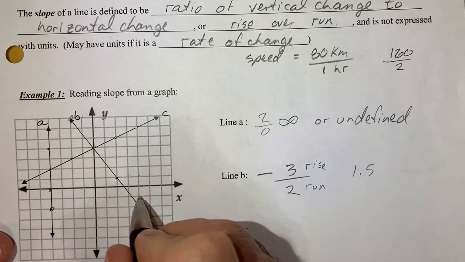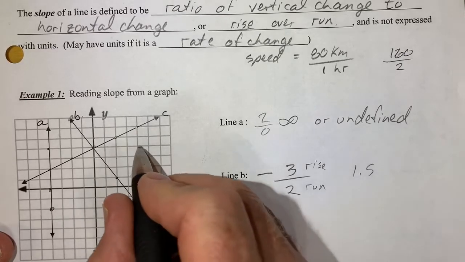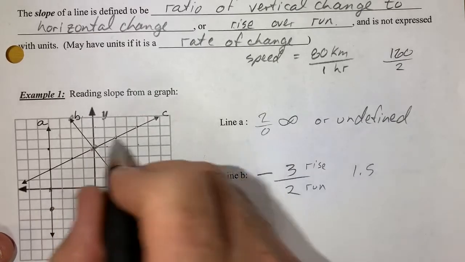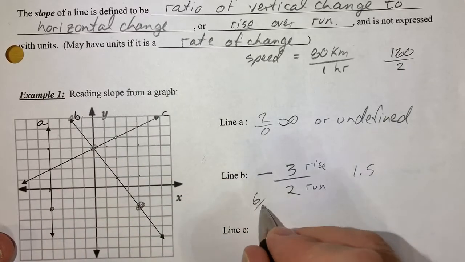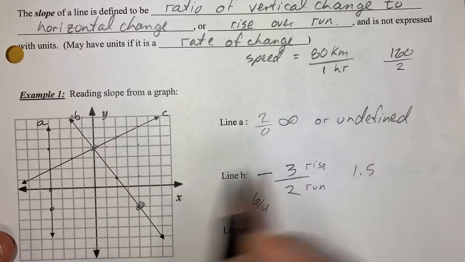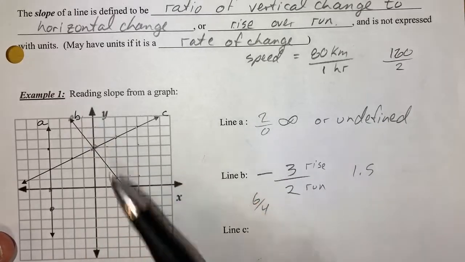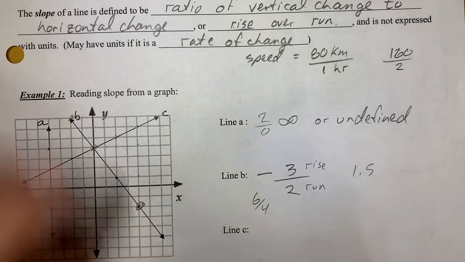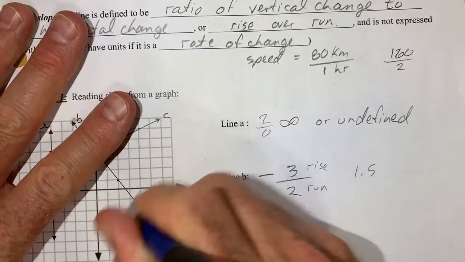Now I could have also gone 1, 2, 3, 4, 5, 6. 1, 2, 3, 4, right? To get from point to point. But you know that 6 over 4 will also simplify into 3 over 2 as long as it's a negative slope. Okay, now you'll notice, let me show you an easy mistake that some people make.